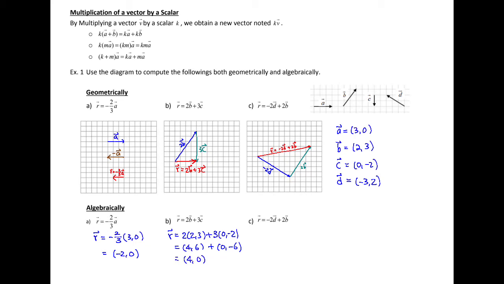Part C, we want to find negative 2 times d plus 2 times b. So once again, you do negative 2 times negative 3, negative 2 times 2, and 2 times 2, and 2 times 3. Now, how do I find the resultant? x plus x and y plus y. So our resultant will be (10, 2).